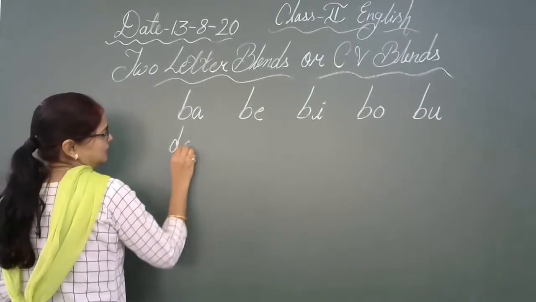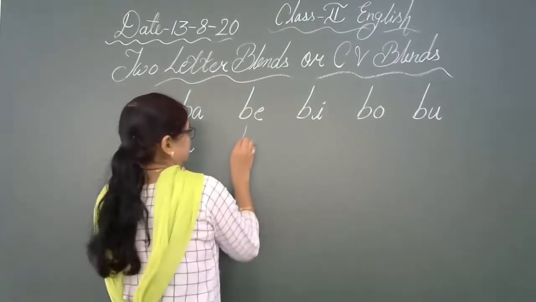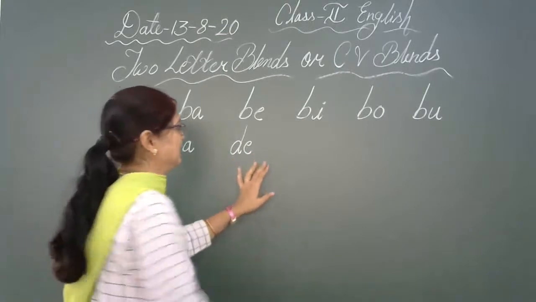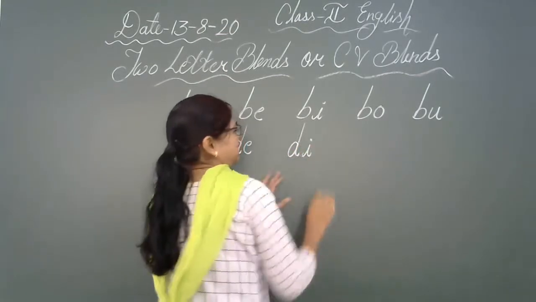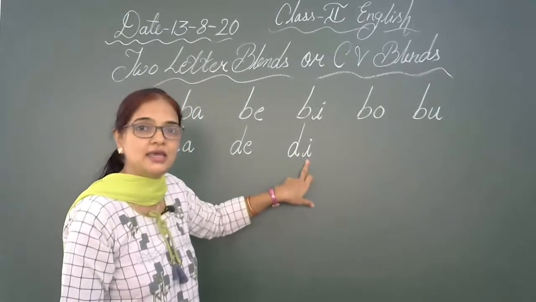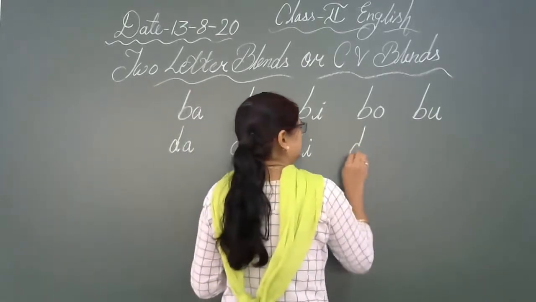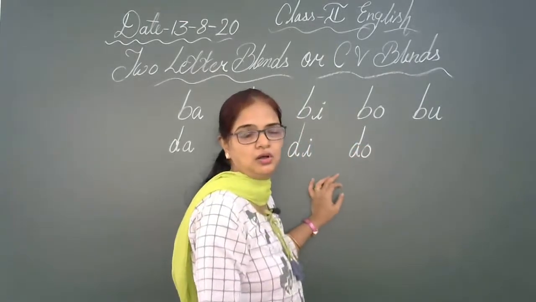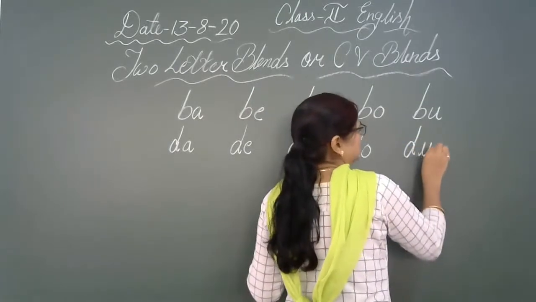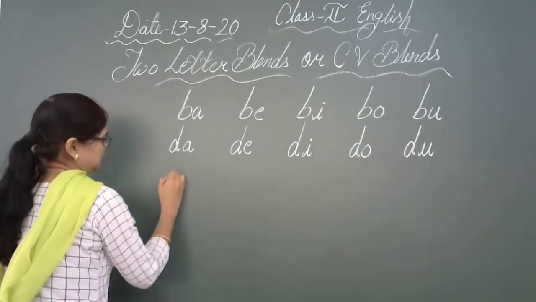Okay, next one is D. D, A, D. D, E, D. Next, D, E. Sound of I is E. D, E, D. D, O, D. D, U, D. Okay, now let's move to next.